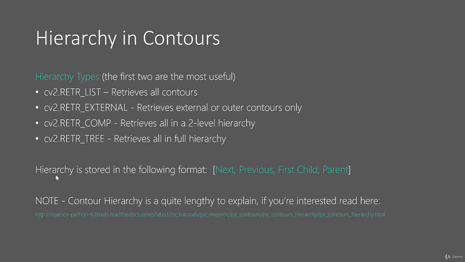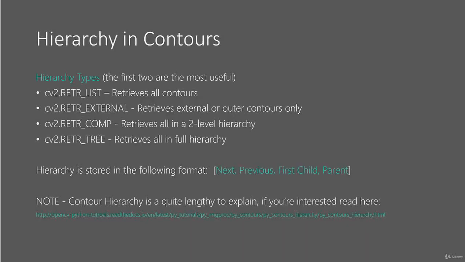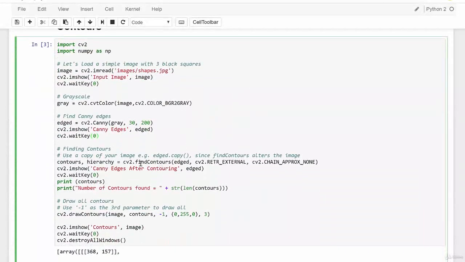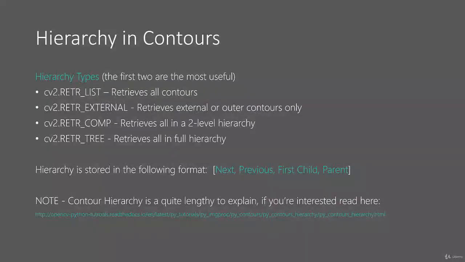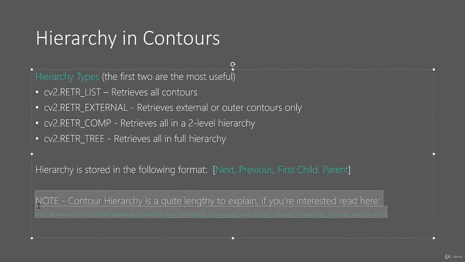Just to simply illustrate something here, by setting the different retrieval modes, our hierarchy file changes. If you remember correctly, let's look at the code again, the find contours function returns contours and hierarchy. And if you were to look at hierarchy, it would give you the present contour layer, the next layer, the first child and the parent. So these are a bit confusing, so I suggest you read this just to get some more information.